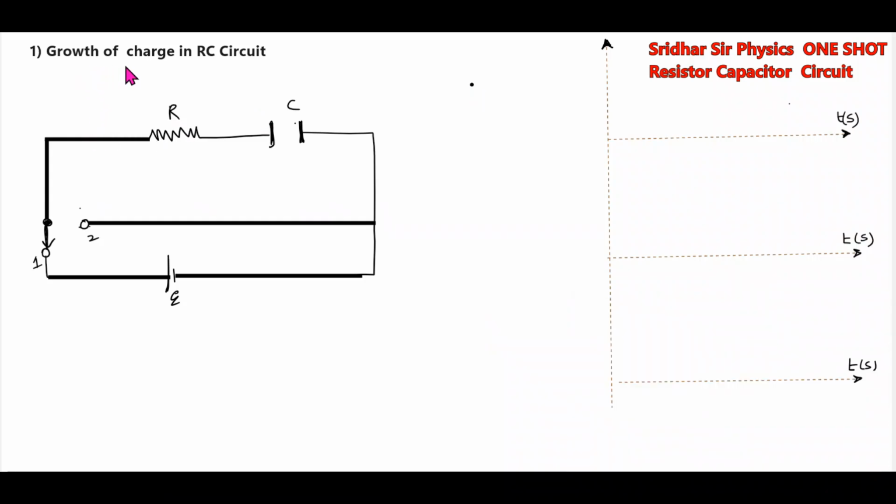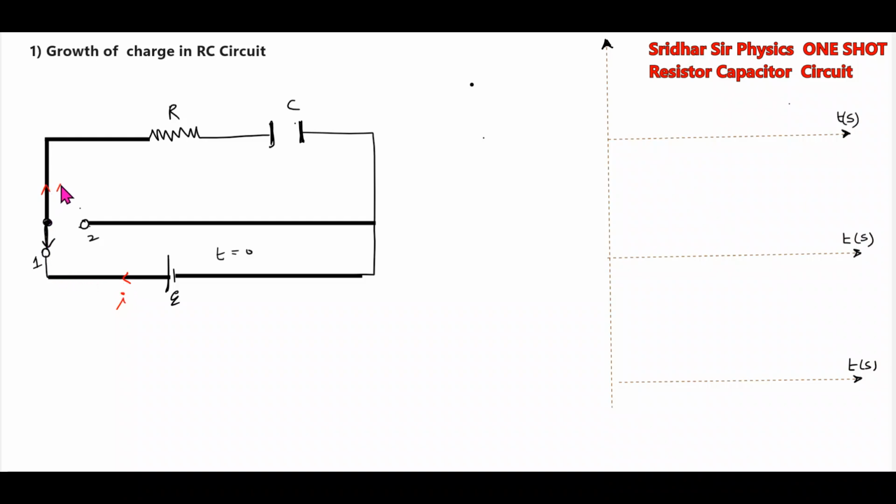We'll start with the growth of charge in RC circuit. Initially, the capacitor is not charged. The switch is closed. The battery is switched on at t equals 0. Then we'll discuss the problem. At t equals 0, we have switched on, then the current starts flowing. Let this variable current be I.